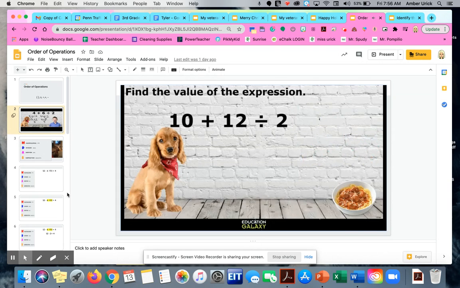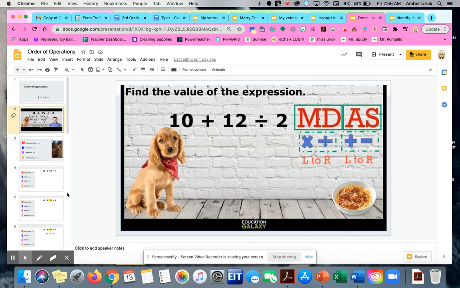Let's try this one. 10 plus 12 divided by 2. First, let's look for any multiplication and division. We have division, so let's do that first. 12 divided by 2 is 6, and then we add 10 plus 6, that gives us 16. Hooray! Let's try one last problem.